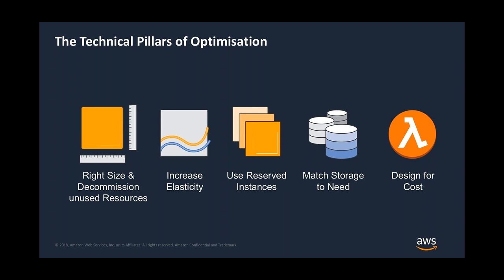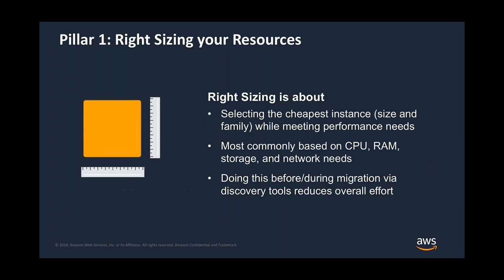So starting off and getting into the meat of things, looking at the first pillar, which is right-sizing the instances and resources that you have on the AWS platform. Right-sizing in AWS really refers to running the cheapest instances that meet the capacity requirements that you have.